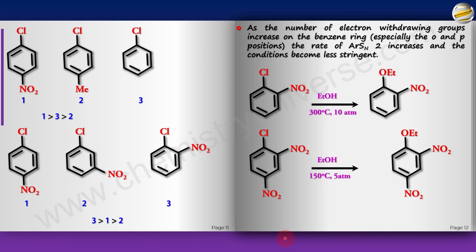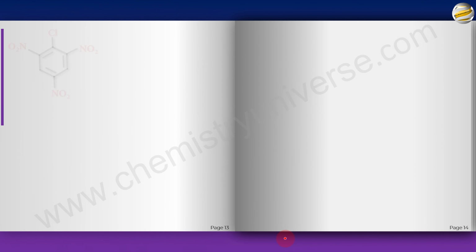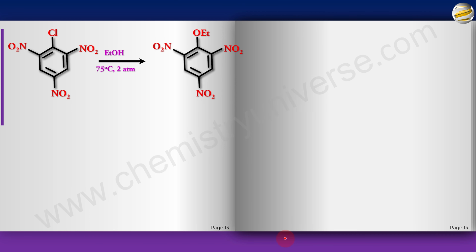And when it comes to three of them, well, the condition even becomes less stringent, 75 and 2, and you get this. And on top of this, if you had a strong nucleophile, well, it almost occurs at room temperature.